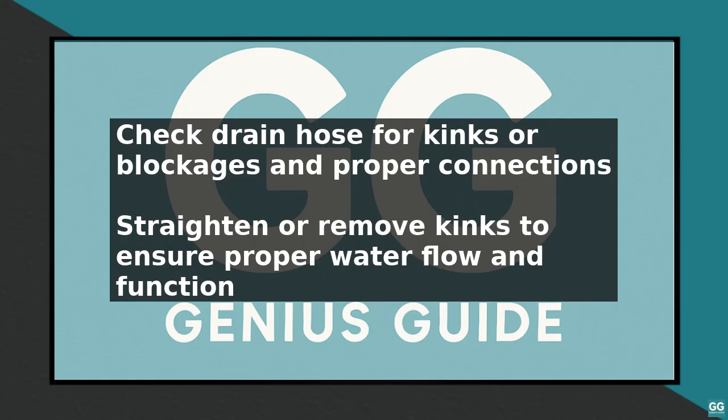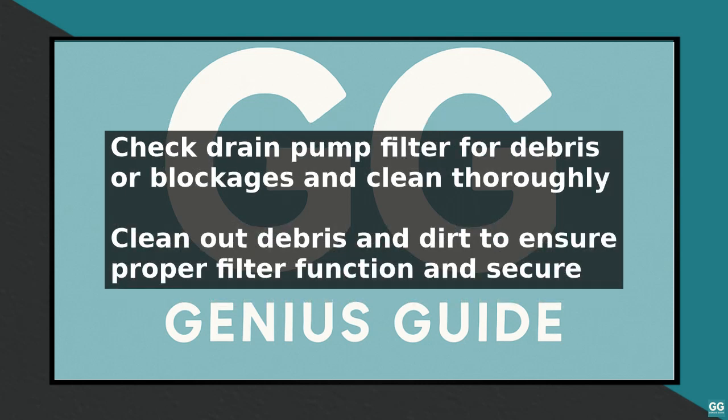Next, check the drain pump filter for any debris or blockages. The filter is usually located at the bottom of the washing machine, and it can be accessed by removing the bottom panel. Clean out any debris or dirt that may be clogging the filter, and make sure it is properly secured. If the problem persists, check the drain hose for any signs of damage or wear.